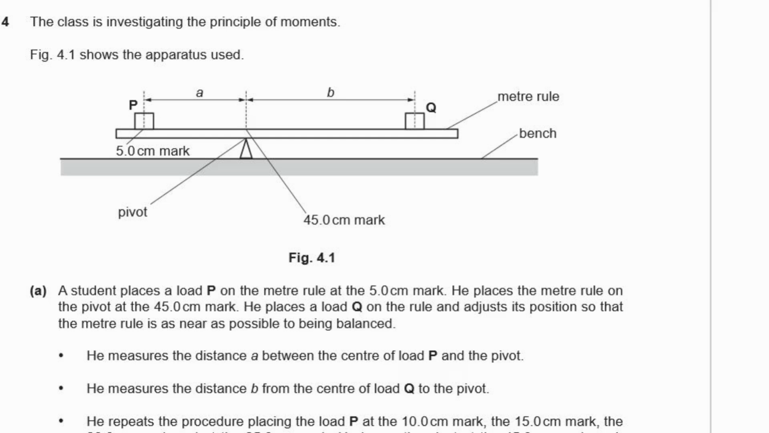A. A student places a load P on the meter rule at the 5 centimetre mark. He then places a meter rule on the pivot at the 45 centimetre mark. He places a load Q on the rule and adjusts it so the meter rule is as near as possible to being balanced. So he measures the distance A between the centre of load P and the pivot and the distance B from the centre of load Q to the pivot.